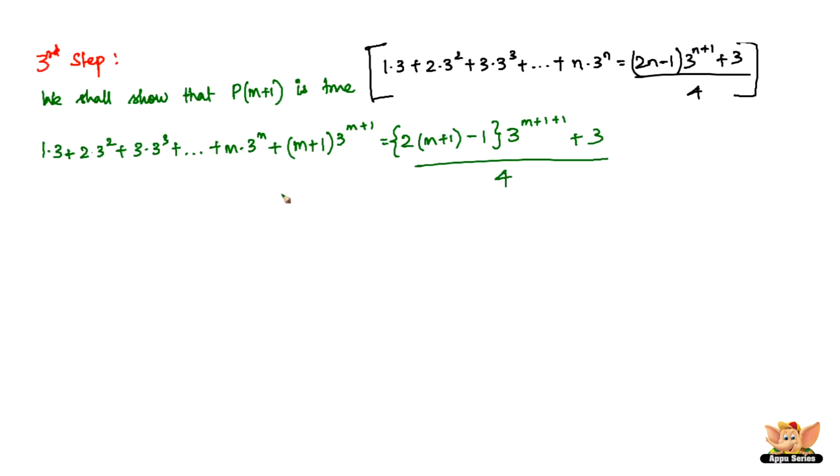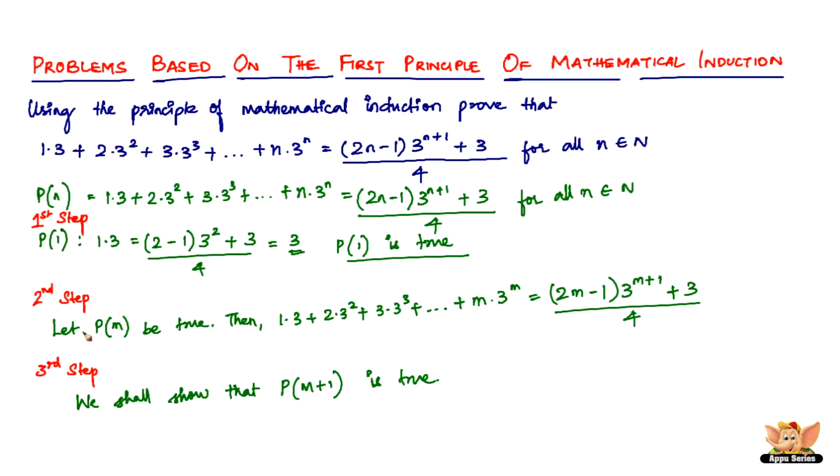So now what we are going to do is go back to the previous page just for a second to show that when we assume that P of M is true, we had 1 times 3 plus 2 times 3 square plus 3 times 3 cube plus dot dot dot plus M times 3 to the power M. Now this whole part was equal to the right hand side, 2M minus 1 times 3 power M plus 1 plus 3 divided by 4.